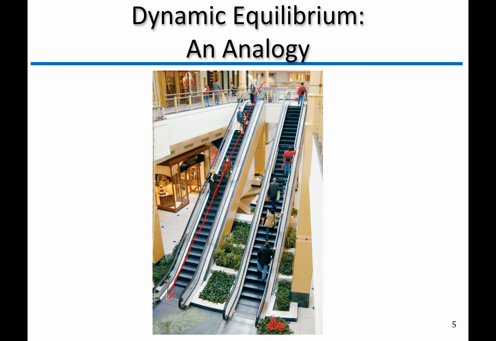Well, at the same time, we have shoppers in the bottom part of the mall, looking at those stores, and maybe they get tired of those stores, and now they want to go upstairs. Okay, so simultaneously we have people moving downstairs and upstairs at the same time. So this is just like an equilibrium reaction. In an equilibrium reaction we have the forward reaction and the reverse reaction occurring simultaneously.